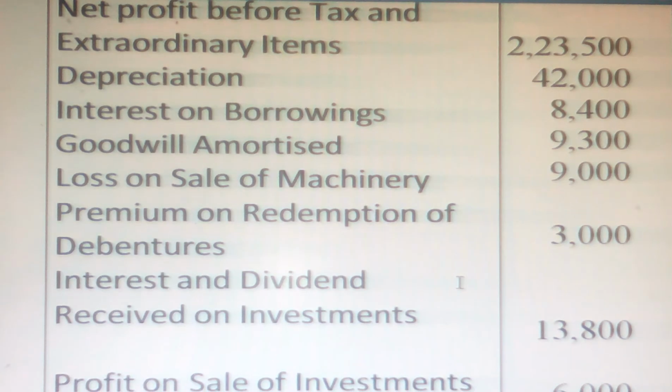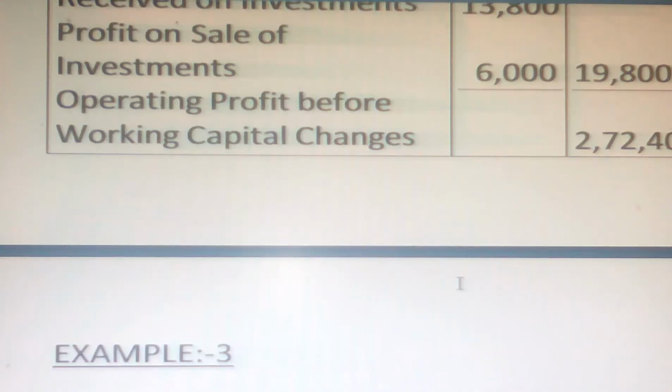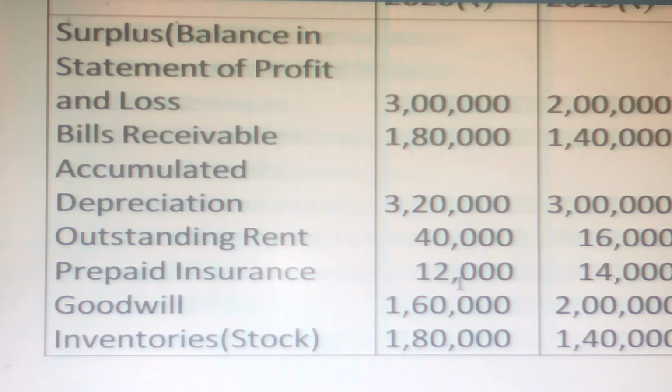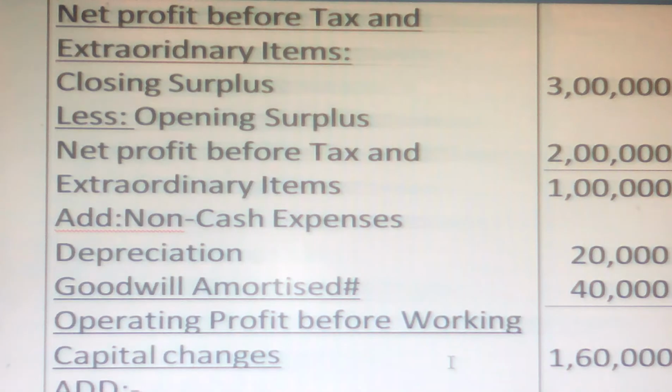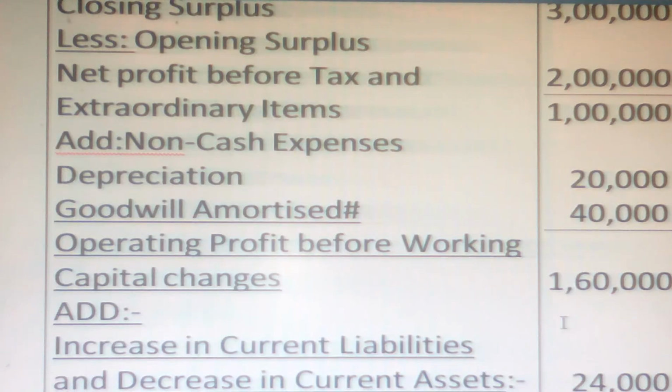Okay, this problem, so third one. Here, see the goodwill 1,60,000, 2 lakhs. The goodwill naturally reduced by 40,000. That's why we discuss that 40,000 here. Goodwill amortized 40,000, reduced, correct? That's why we are going to add. Then our operating profit before working capital changes is 1,60,000.